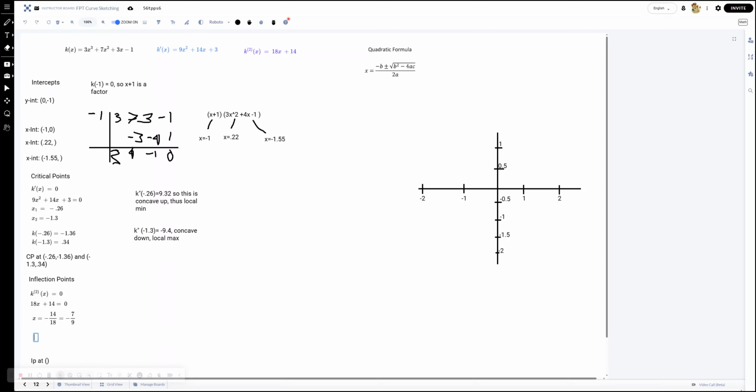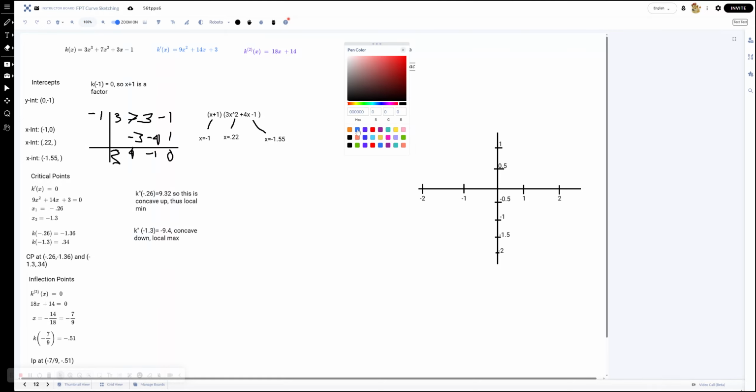And then we have to find where this inflection point is on the actual function. So we plug in our x value, and we get approximately negative 0.51. So we know that our inflection point is at negative 7 over 9, negative 0.51. Okay, we now have everything we need to graph this function.